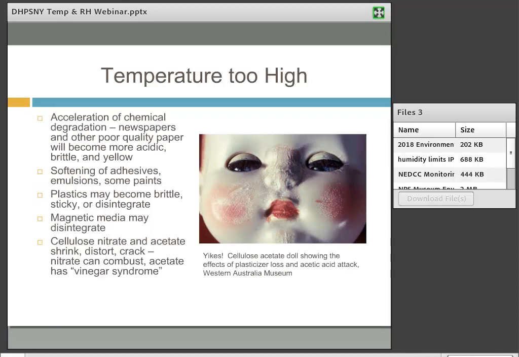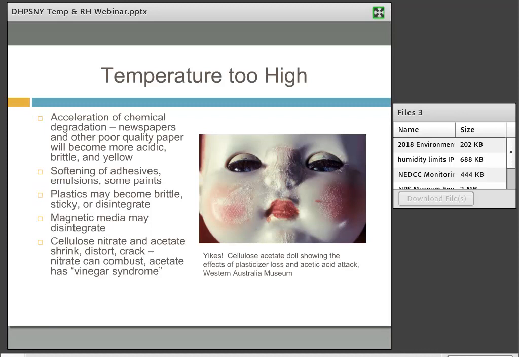High temperatures can often soften adhesives, emulsions, and some paint, which can result in damage to an object which has been, for example, repaired or had materials readhered, particularly with glues that can become soft closer to room temperatures. An example might be animal glues that have a protein base. Plastics can become brittle and sticky. They can disintegrate in other ways when they're exposed to high temperature.